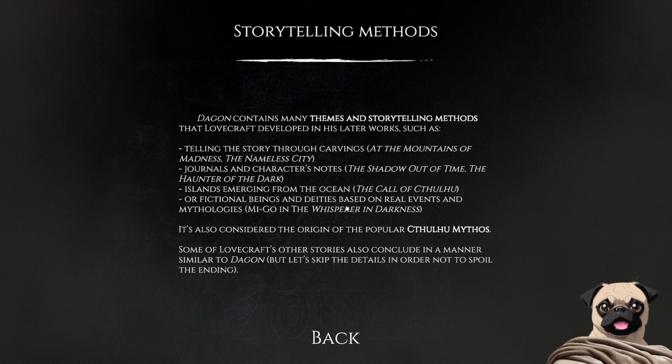Dagon contains many themes and storytelling methods that Lovecraft developed in his later works, such as telling the story through carvings, as in At the Mountains of Madness and The Nameless City; journals and characters' notes, as in The Shadow Out of Time and The Haunter of the Dark; islands emerging from the ocean, as in The Call of Cthulhu; or fictional beings and deities based on real events and mythologies, as in Mi-Go and The Whisperer in the Darkness. It's also considered the origin of the popular Cthulhu mythos.